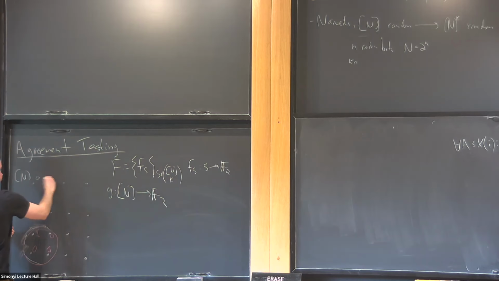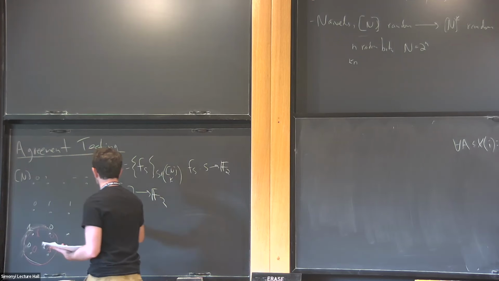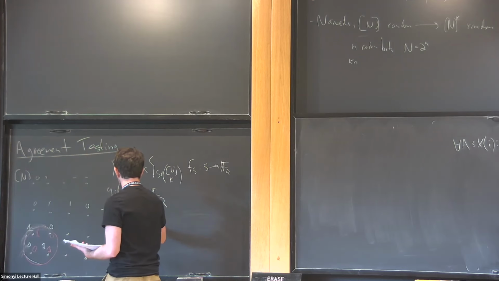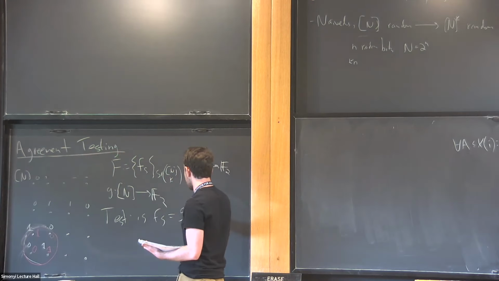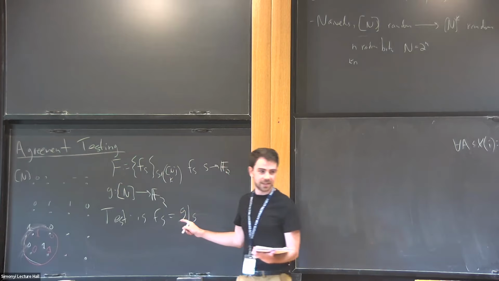Right, maybe g has some other values up here, but hopefully the values I'm seeing here are actually just the restriction of this function g. So we're trying to test: is f of s equal to the restriction of some global g on this k set S?